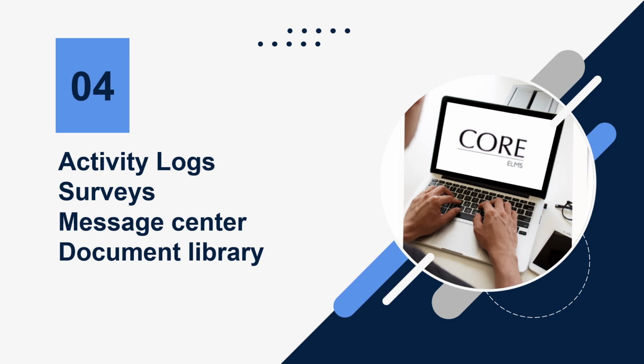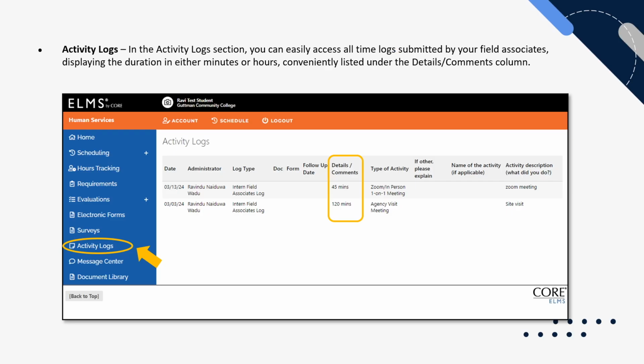So finally, we will talk about activity logs, surveys, the message center, and the document library of Core Elms. In the activity log section, you can easily access all the time logs submitted by your field associates. Every time you interact with your field associates, they will submit a time log. Also, if you're getting internship hours for an event, they will submit a time log for you as well. You will be able to view the number of minutes logged for each entry under the Details/Comments section.